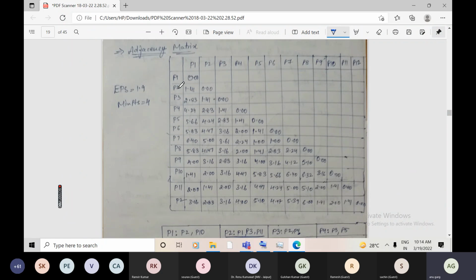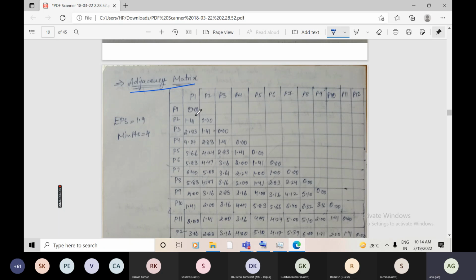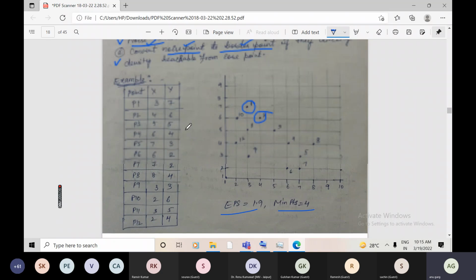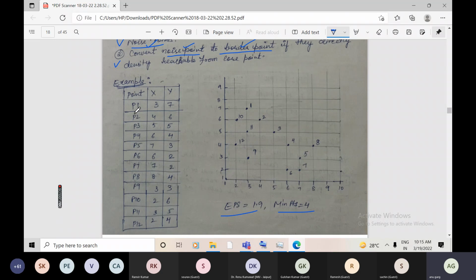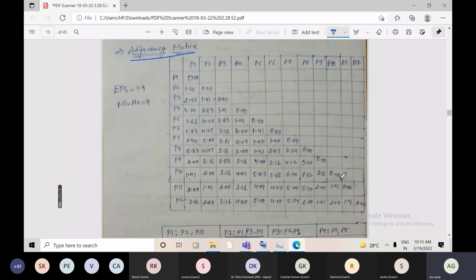First, what you have to do is draw an adjacency matrix. You have to write an adjacency matrix. This is nothing but the distance between the points. So you write down all the points that you have and find out the Euclidean distance: P1 to P2, P1 to P3, P1 to P4. From all points to each point, like from P1 to all these points, from P2 to all the points, find out the distance and write it down.